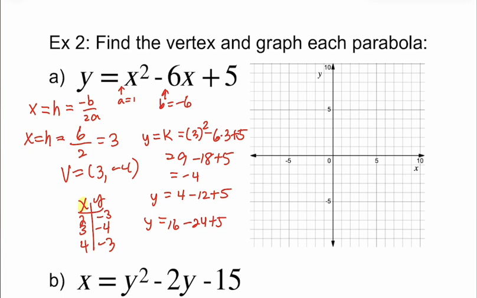So we're going to go over here to 2, negative 3, 3, negative 4, 4, negative 3. We could put our line of symmetry on there. Sometimes that's helpful to see that. If you plug in 0, you do get 5. So if that helps you to find a few more points, you can do that.